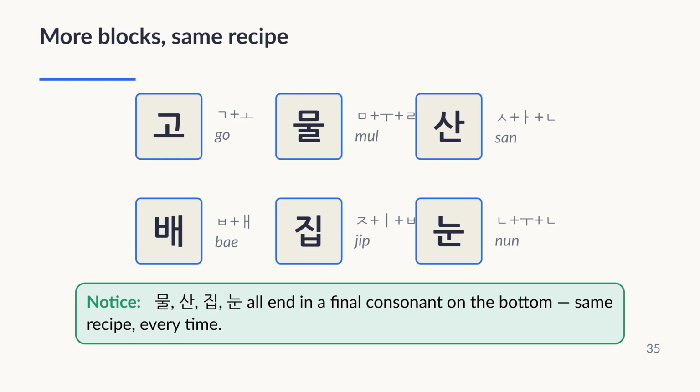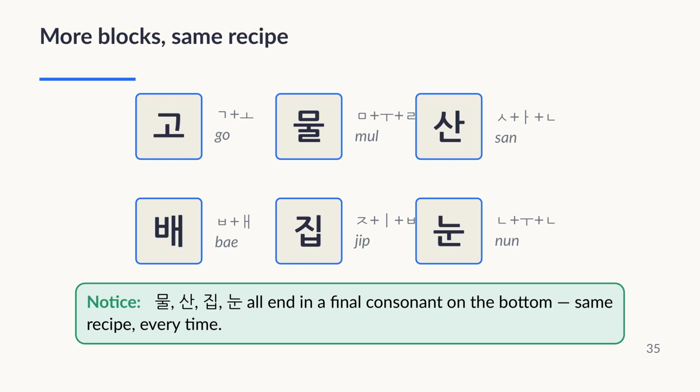On the bottom row, B plus I gives bay, which can mean pear, boat, or stomach depending on context, a fun example of how short Korean syllables are. J plus I plus final B gives jip, which means house. And N plus U plus final N gives nun, which means eye or snow.